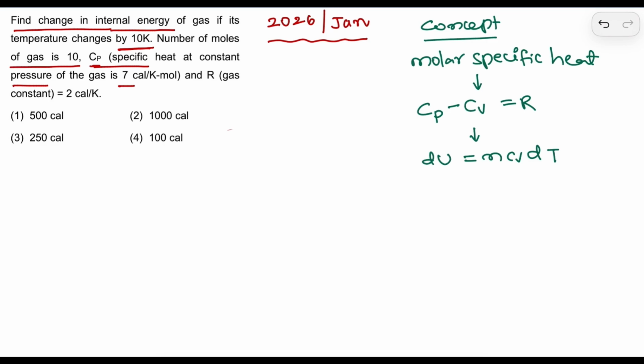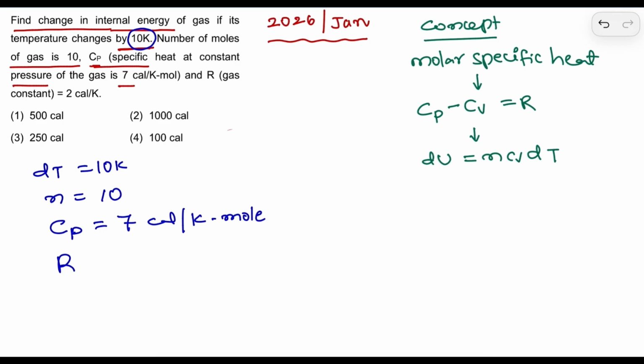So now we are doing this. The given data: the temperature change dT is equal to 10 Kelvin, and the number of moles is 10. Cp is given, Cp is equal to 7 calories per mole Kelvin. Be careful about the units. And R is also mentioned, it's 2 calories per mole Kelvin.